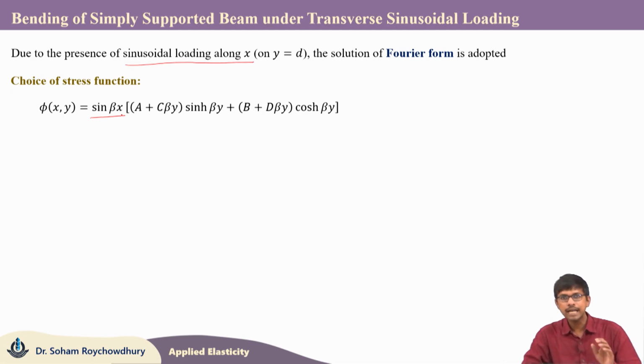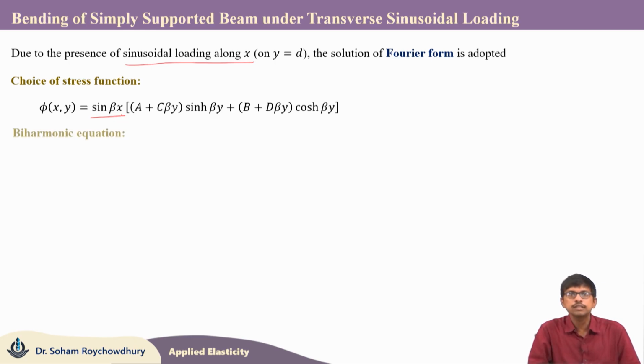If a cosine loading was acting on the top face, then the cosine beta x and the corresponding terms should be used. So, based on the type of external loading present, you have to choose the proper term in the Fourier form of stress function solution, with which the problem can be properly represented.